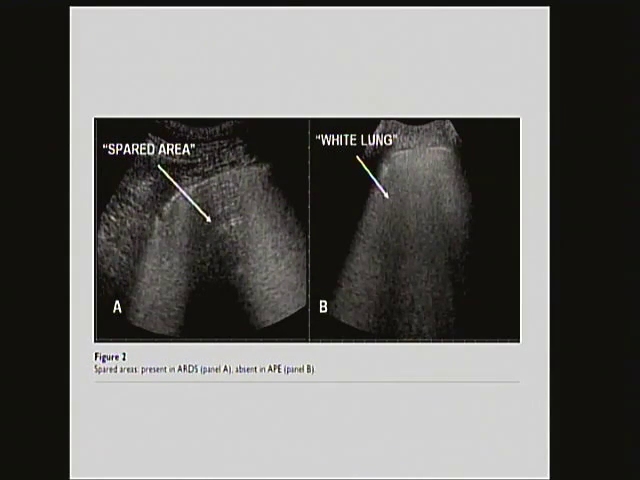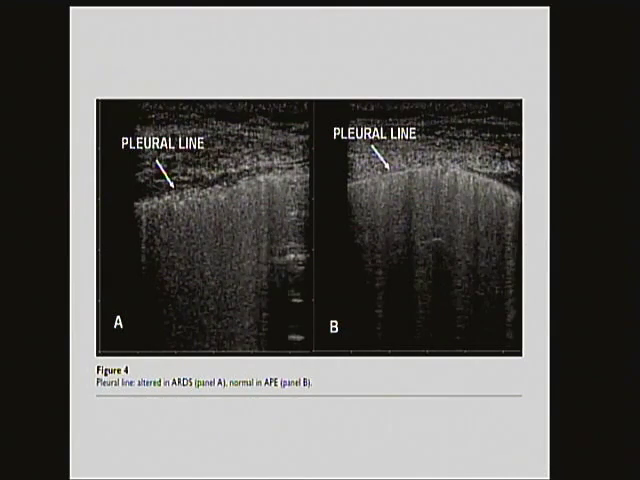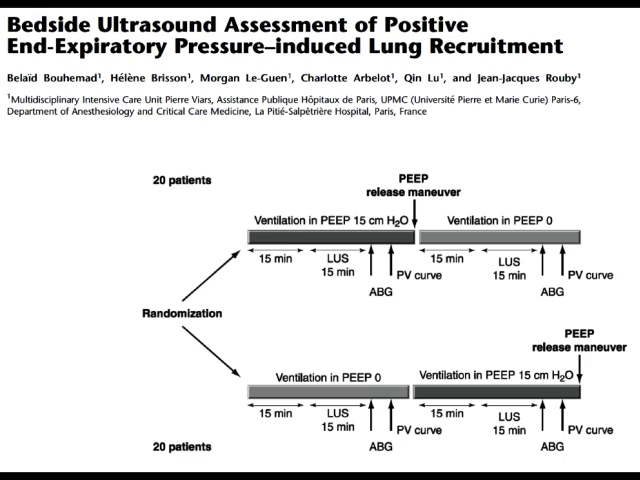Okay, so what does that look like? So pulmonary edema, again, should be more uniform, whereas ARDS is going to have some spared areas. Pulmonary edema should have a nice thin pleural line, where ARDS or inflammatory processes are going to have this irregular, kind of bumpy pleural line. And this is more subtle findings.